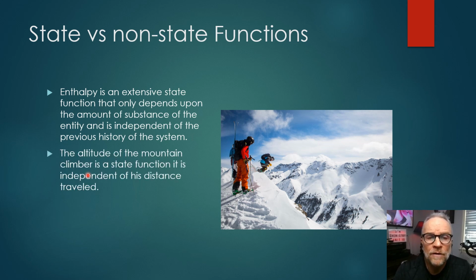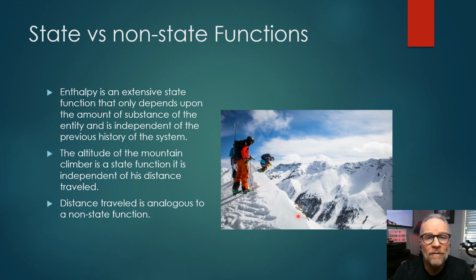The altitude of the mountain climber is a state function. It is independent of distance traveled. Okay. Distance traveled is analogous to a non-state function. So the distance might have been great or might have been small, and that depends upon how they got there, right? So it's dependent on the pathway that they took, or the path that they took.